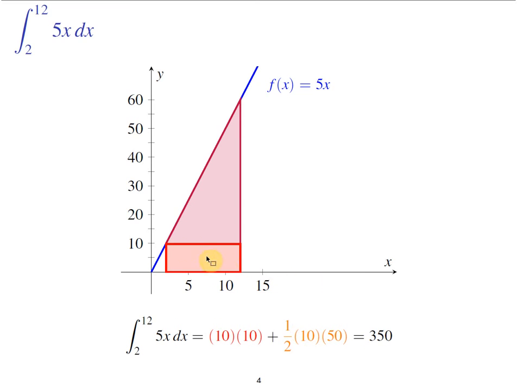The first is to break this into a rectangle, or rather it looks like a rectangle, though this is actually a square with height 10. The area of this square, and then the area of this triangle above. So this orange triangle has a width of 10, and a height of 50 because that's from the 10 here to the 60 there. Then we use the area formula for a triangle, 1/2 times base times height. You add this all together and you'll get 350 square units for the area.